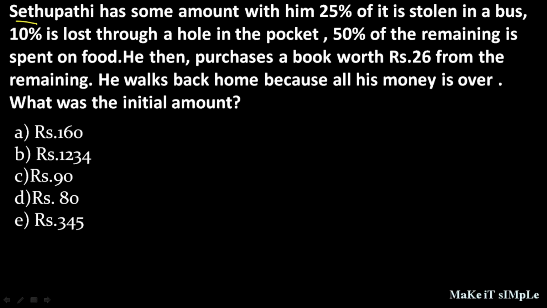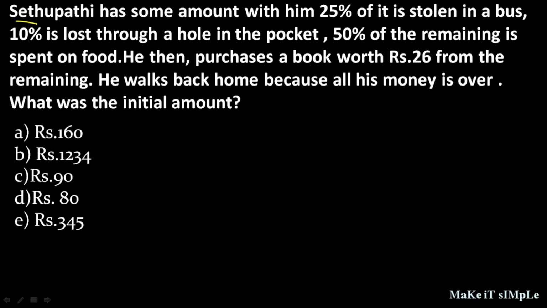Sethupathi has some amount with him. 25% of it is stolen in a bus, 10% is lost through a hole in the pocket, 55% of the remaining is spent on food. He then purchases a book worth rupees 26 from the remaining. He walks back home because all his money is over. What was the initial amount?